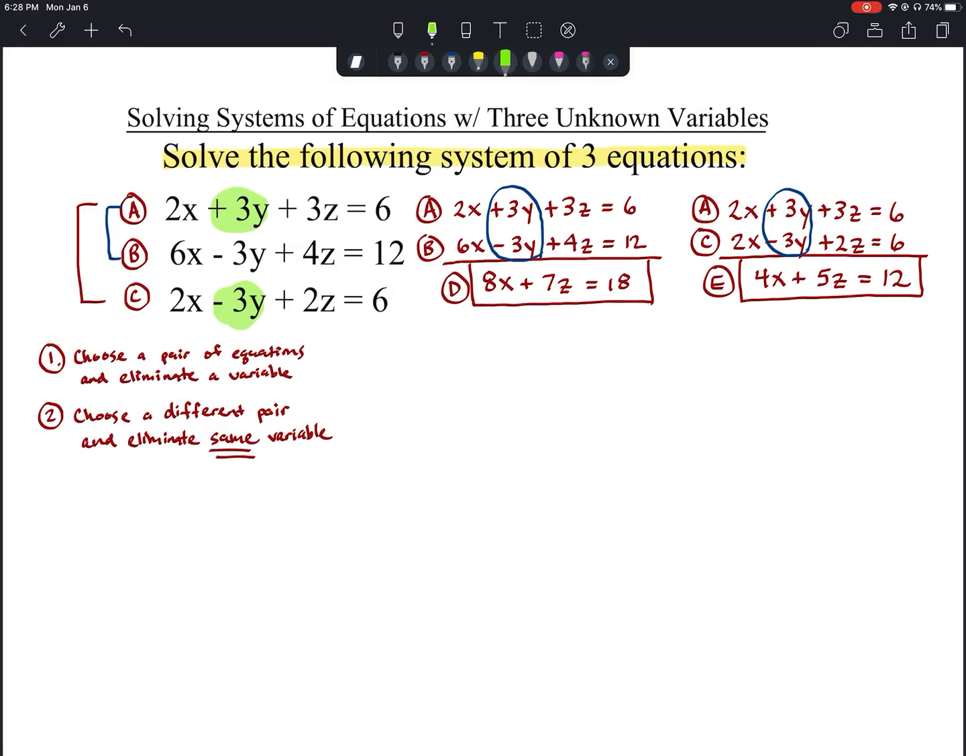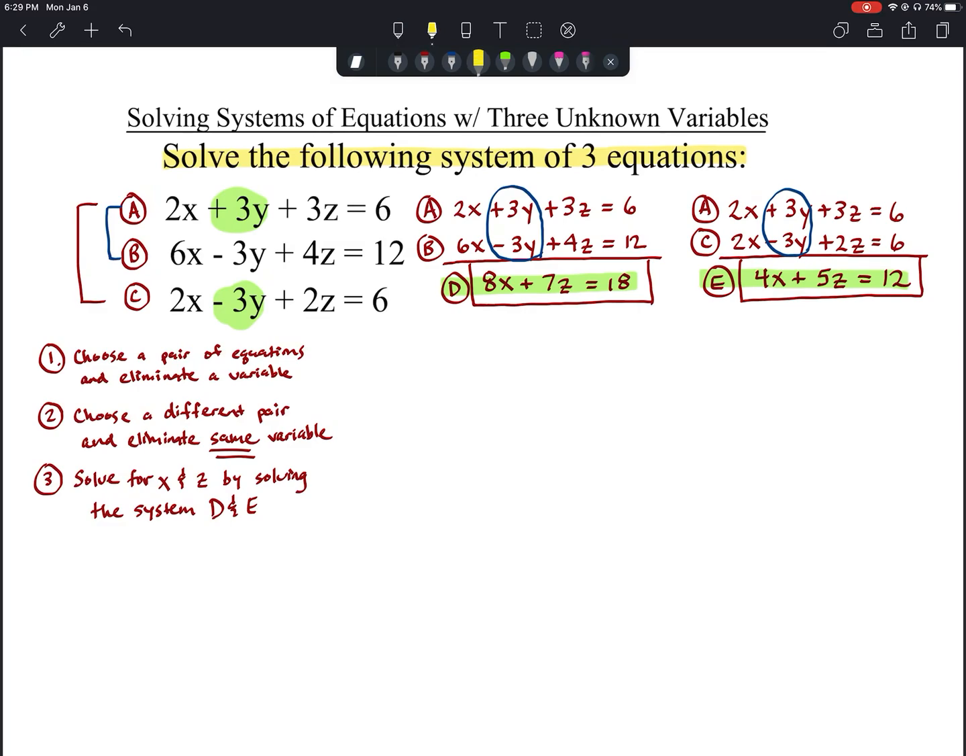All right, now you've got equation D and equation E, two equations that each contain the same two variables. So we just have a system of equations now that we can solve to find our x and our z. Our third step for you procedure people is to solve for x and z by solving the system that contains D and E.